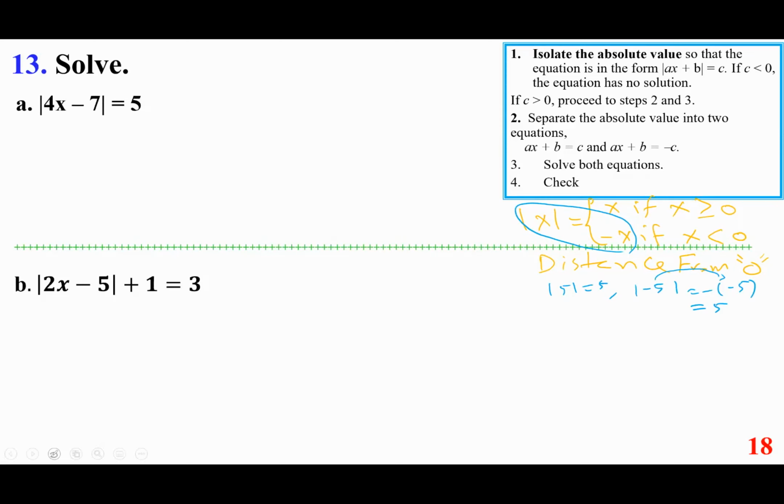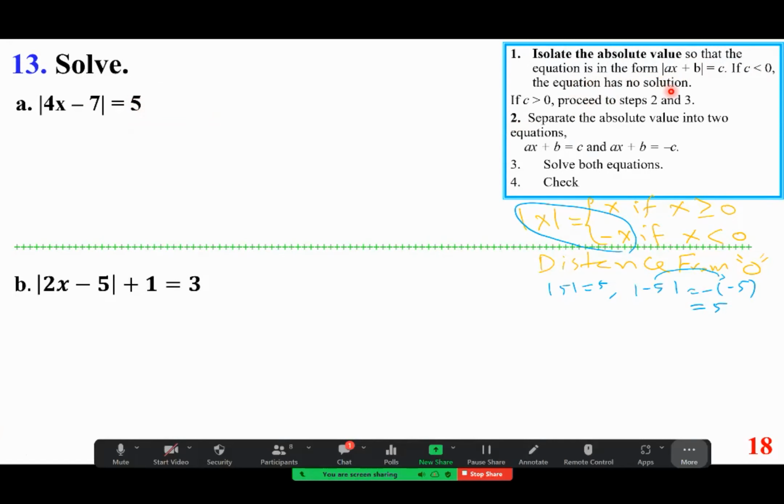So what is the process of solving an absolute value equality? First, isolate the absolute value so that the equation is in the form of absolute value of ax plus b equals c. If c is less than 0, let's say it was minus 5 or minus 2 or minus any number, then we have no solutions. If c is larger than 0, then we move on. Separate this into 2 equations, ax plus b equals c, ax plus b equals minus c, and solve both equations, and you always check. Since this is isolated, meaning there is nothing else left to it, we are going to move on and separate it into 2 equalities.